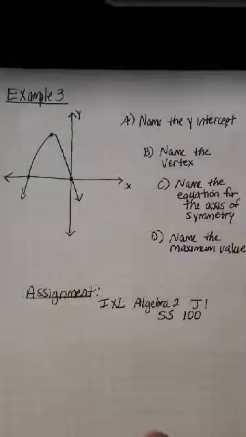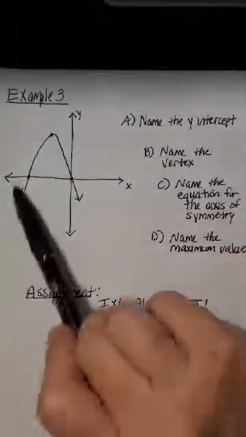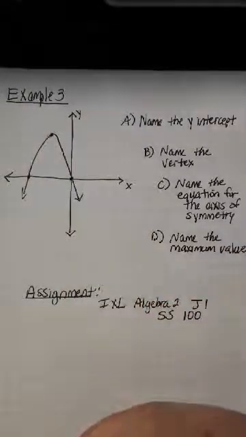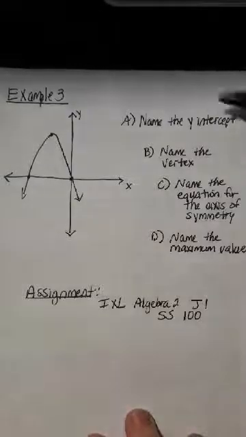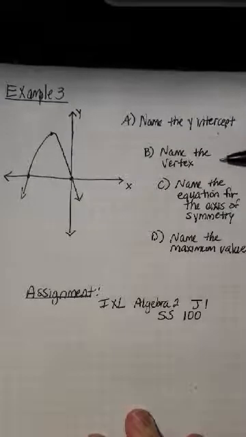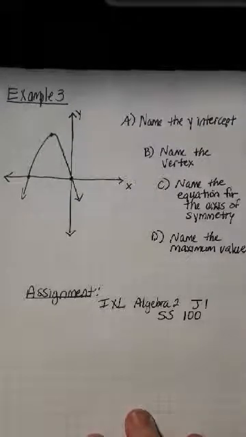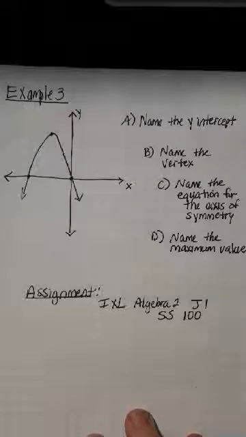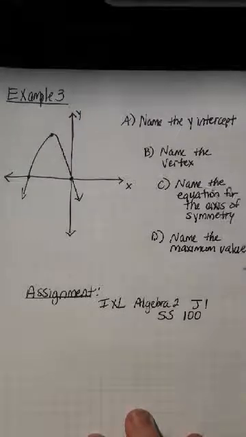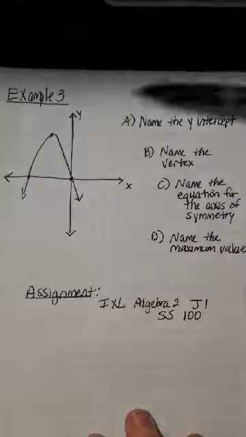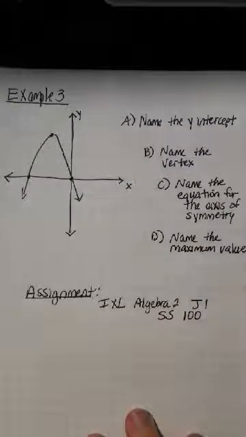This example 3, here's our parabola. You can take a look at it. It says name the y-intercept for part A, name the vertex for part B, name the equation for the axis of symmetry for part C, and part D, name the maximum value. I think this one example shows all 4 different things that you're going to have to name on an IXL. So this will be a good example to keep with you when you're doing your work.